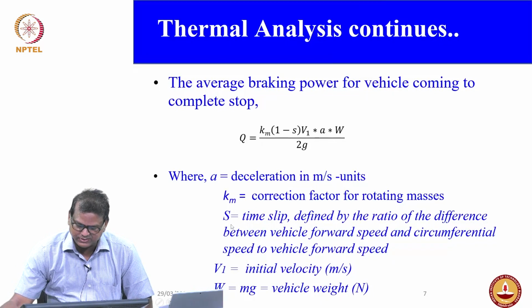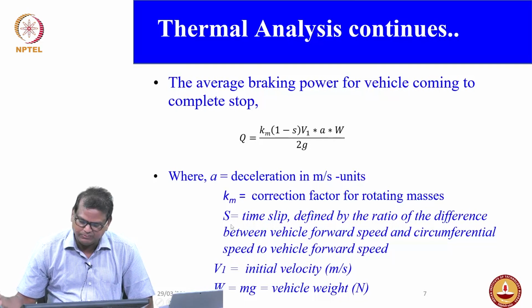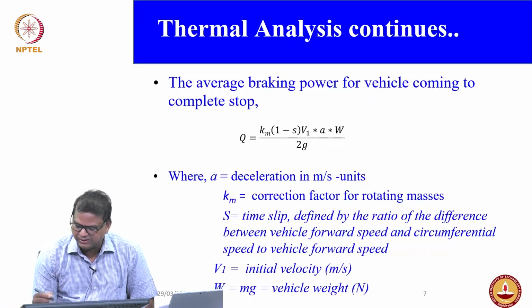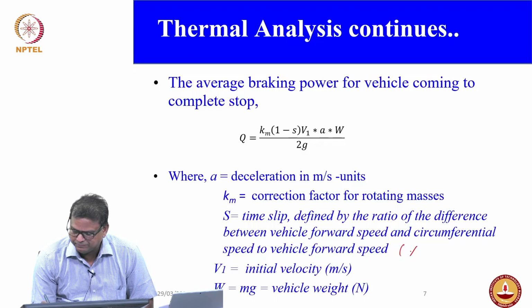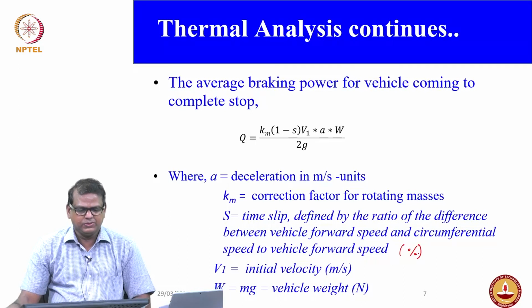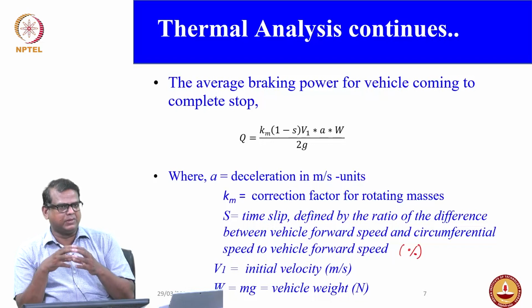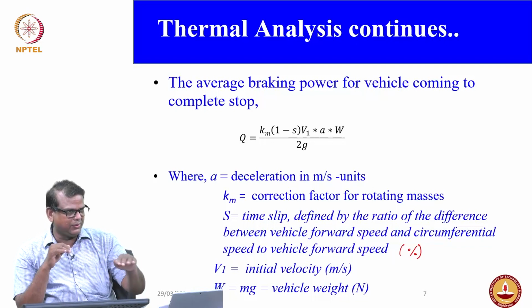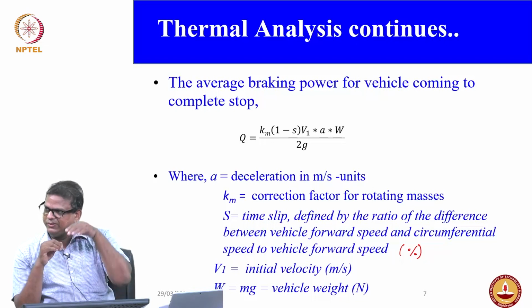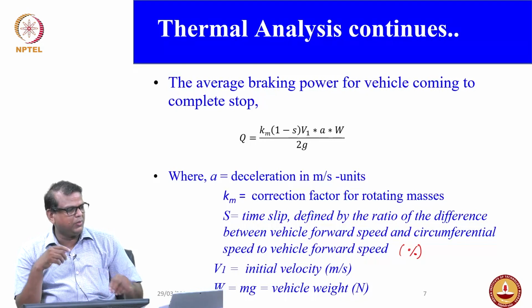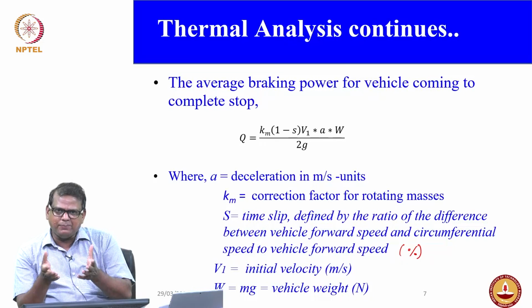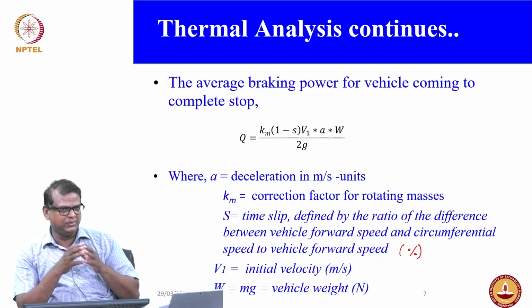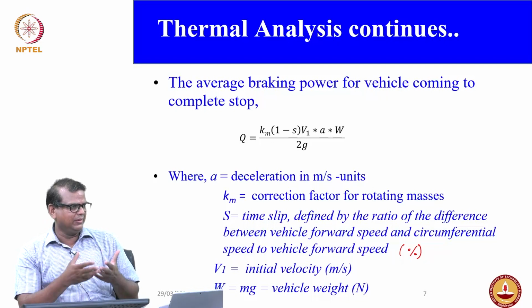The s is the slip, usually given in terms of percentage. Okay. So now we understand the power aspect, right? We understand the power when the vehicle moves on a level road and when it moves downhill. Now we will move on to how this power is absorbed by your brake lining on the drum. That we need to understand.